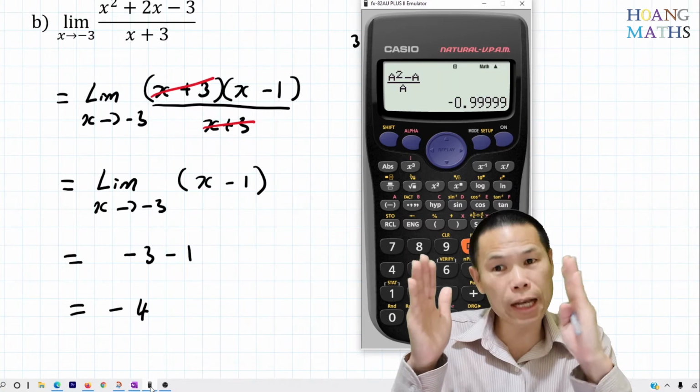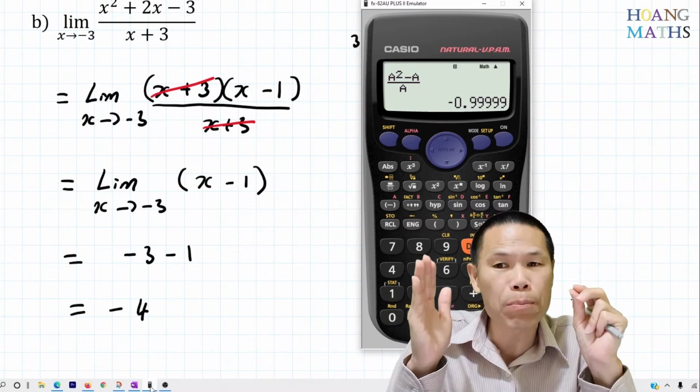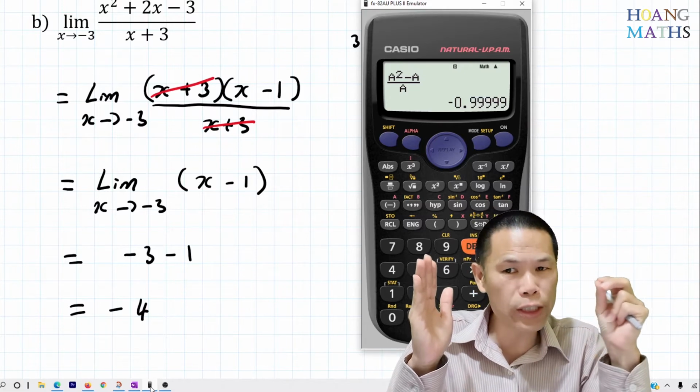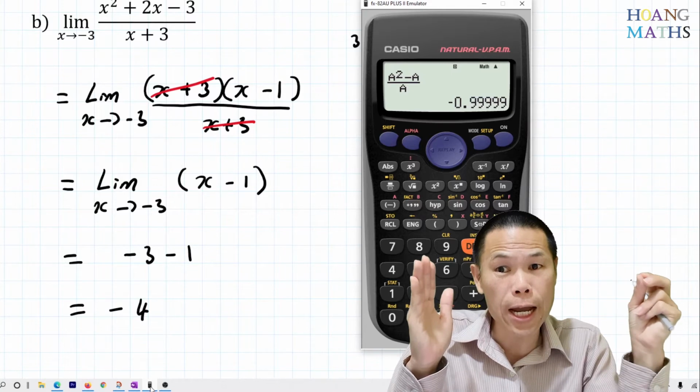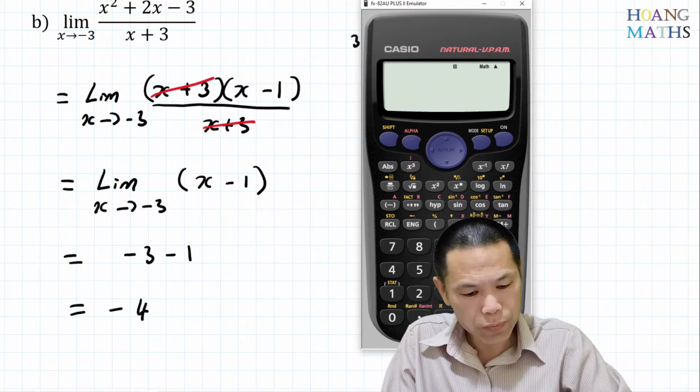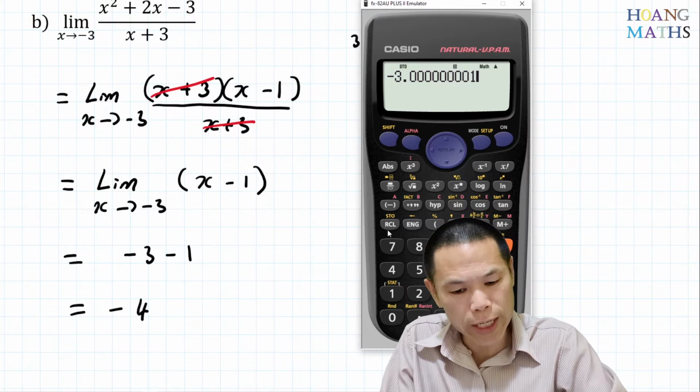Now remember, the left-hand side limit must be equal to the right-hand side. So it doesn't matter if I put -3.00001 or -2.99999. Doesn't matter which one I put. -3.000, this time I put a little bit closer to -3. So shift store in I.